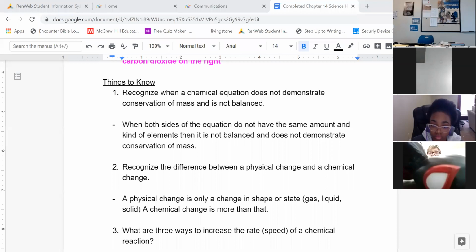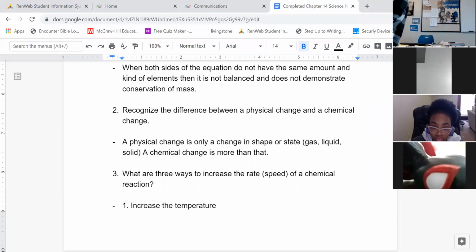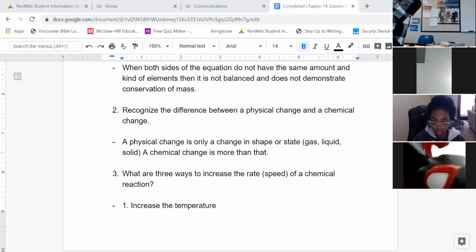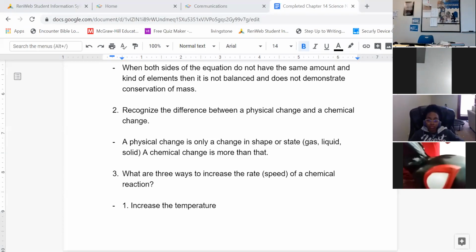Next question is number 2, recognize the difference between a physical change and a chemical change. That's pretty straightforward. A physical change is only a change in shape or state, either a liquid, gas, or a solid. And again, I'm recording this, and so I'll post it and you can just review it and look at it over and over again. That's a physical change. A chemical change is a rearrangement of molecules like what we showed you up on the top. That's the difference between a chemical change and a physical change.